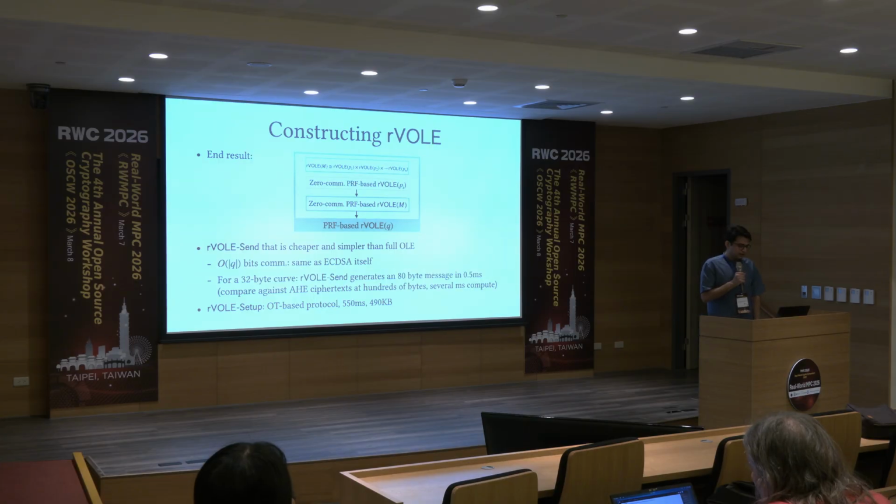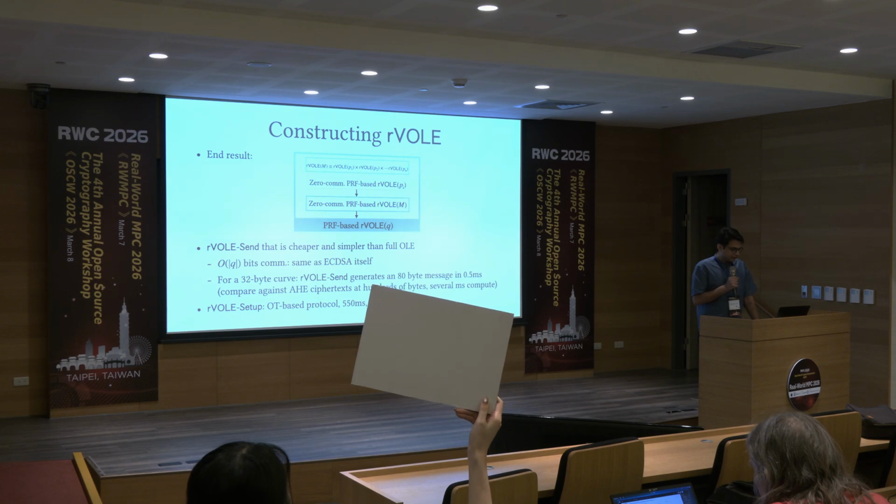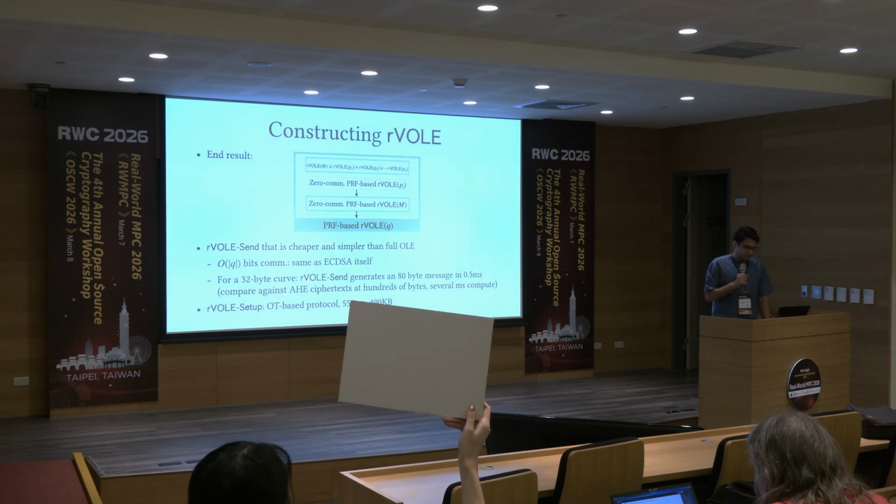So if you work out the parameters, you basically get that the bit length of M can be linear in the bit length of Q. So we now get a communication complexity which is the same as ECDSA itself. And for a 32-byte curve, we get about an 80-byte message for the R goal essentially.